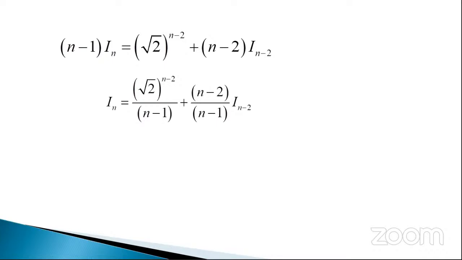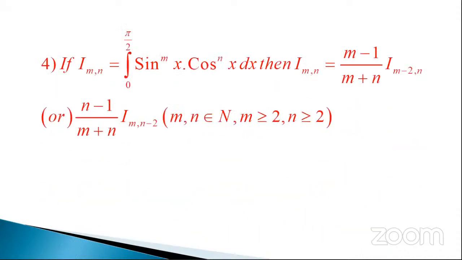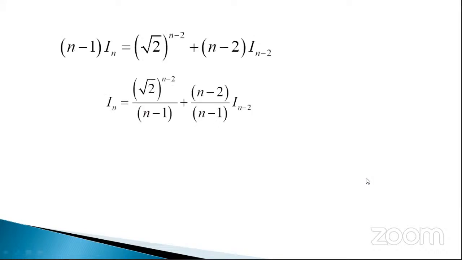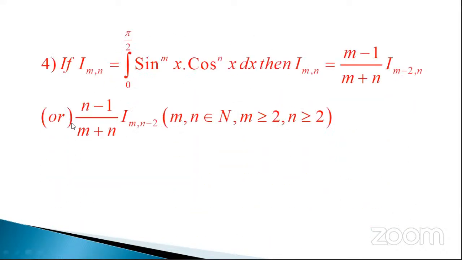Am I clear? Right. The next one is a very, very important one, and then the lengthy theorem. If I(m, n) is equal to the integral over 0 to pi by 2 of sine to the power of m x into cos to the power of n x dx, then prove that I(m, n) equals (m minus 1) by (m plus n) into I(m minus 2, n). Or one more solution is there. In indefinite integrals also, this problem has two solutions: (n minus 1) by (m plus n) into I(m, n minus 2). Here m minus 2 comma n, here m comma n minus 2. Right. How to solve it?